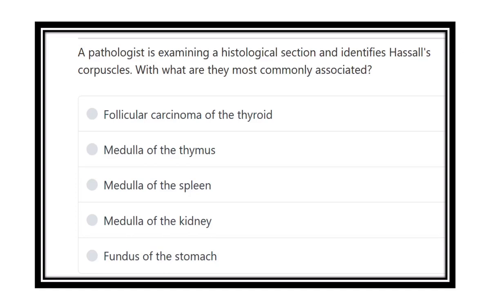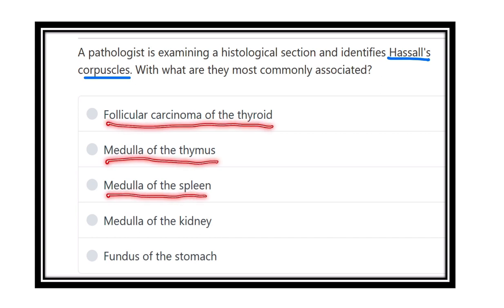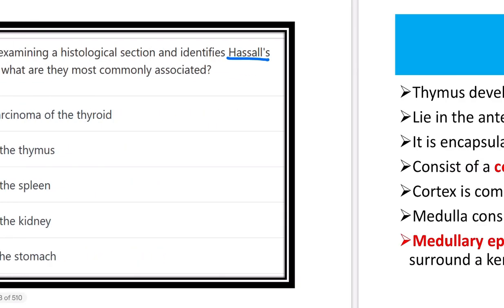A pathologist examined a histological section and identified a Hassall's corpuscle. With what is it most commonly associated? That means Hassall's corpuscles are found in which of the places? We have to keep in mind where Hassall's corpuscle is usually found. Here the options are follicular carcinoma of the thyroid, medulla of the thymus, medulla of the spleen, medulla of the kidney, and fundus of the stomach. So where is the Hassall's corpuscle located?